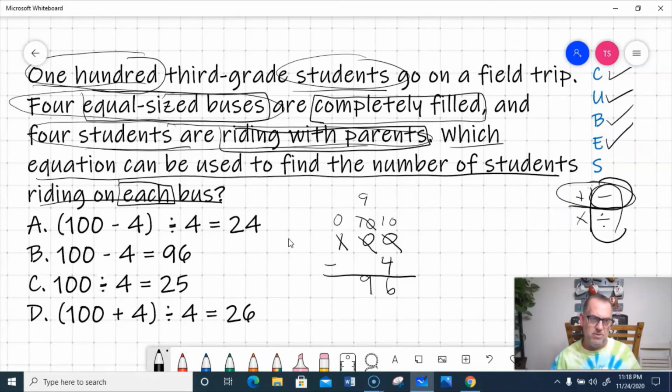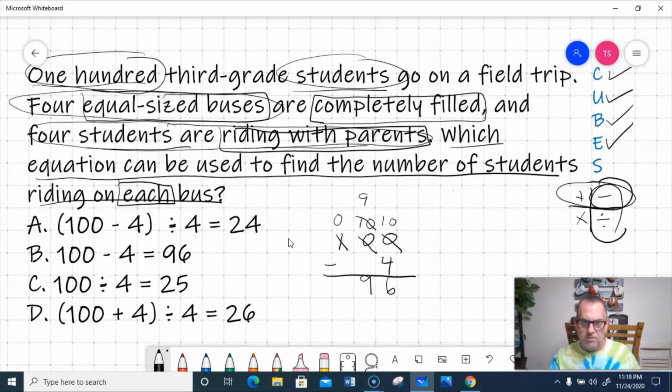Does that tell me how many students are riding each bus? That's correct. It does not tell me how many students are riding each bus. So I need to do some more steps here. So the next thing, we use the 100 students, and we talked about the 4 students that are riding with their parents. I still have 4 equal-sized buses, and I need to figure out how many students are riding on each bus. So that sounds like a grouping, equal-sized groups.